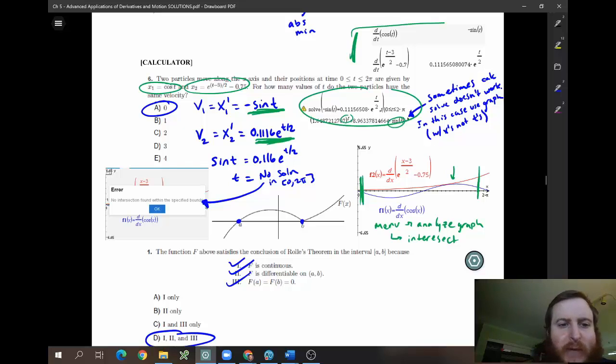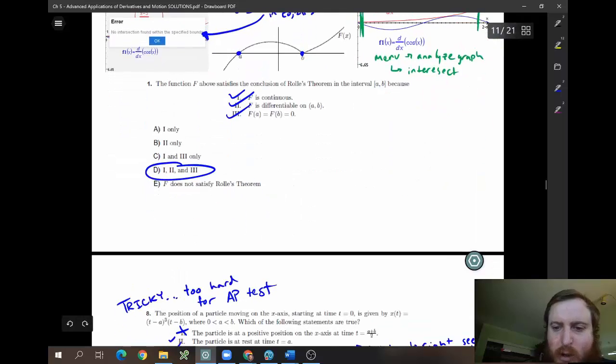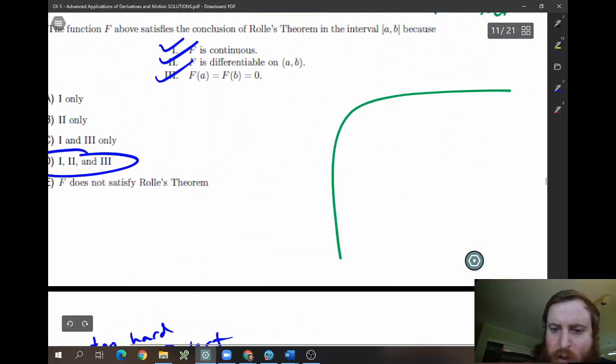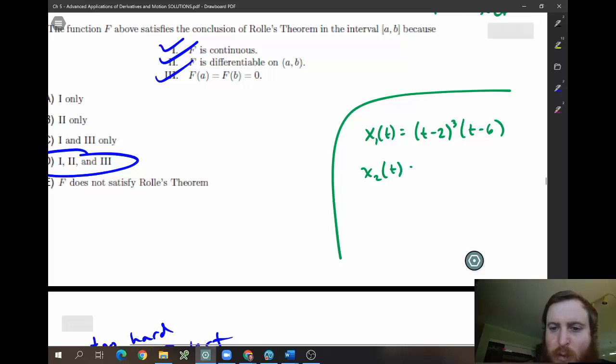Now, just to show this, let's pretend we had a question like this, where maybe x of t was equal to (t minus 2) cubed times (t minus 6) for our first particle, and then maybe our second particle was negative 2t squared, let's say plus 1.